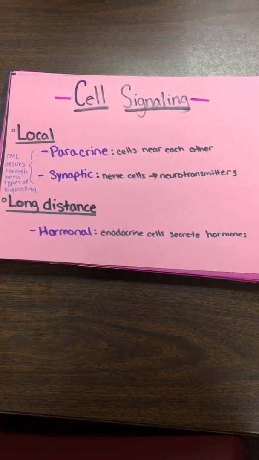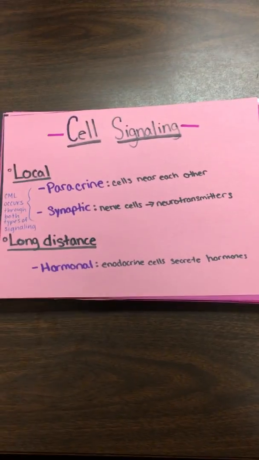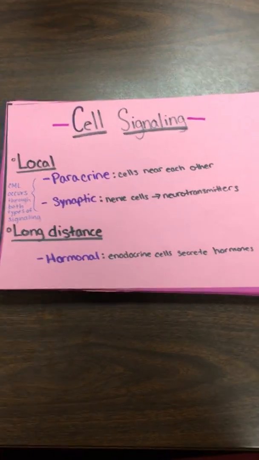Long-distance signaling is done through hormonal signaling. This is when certain endocrine cells secrete hormones into the bloodstream and then are received by any cell in the body.